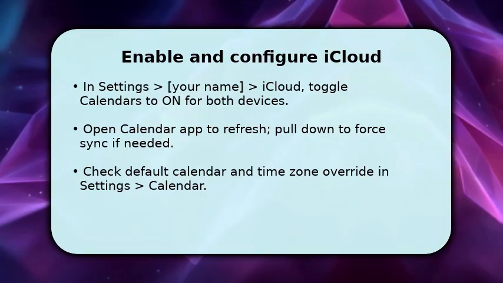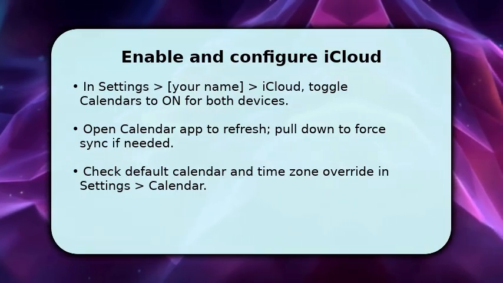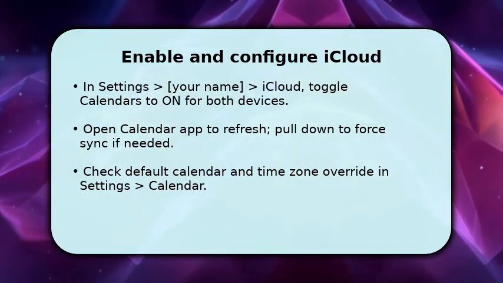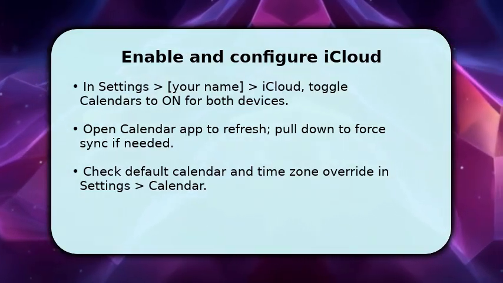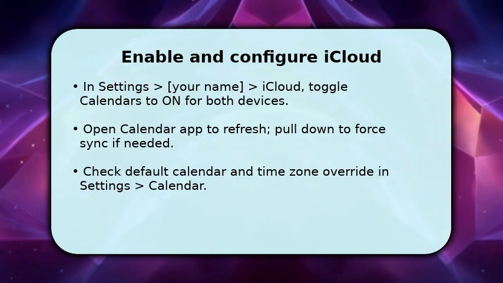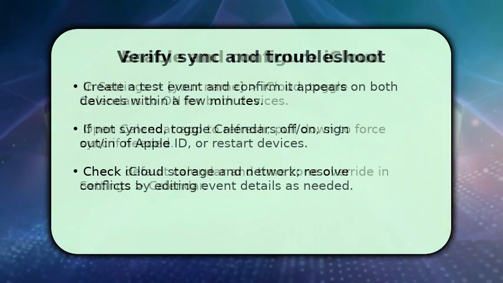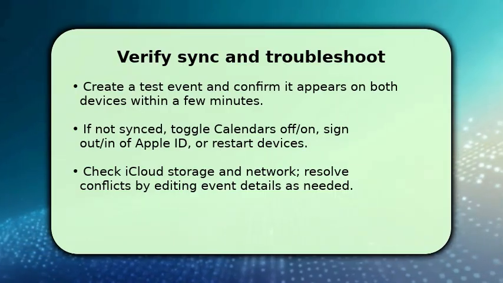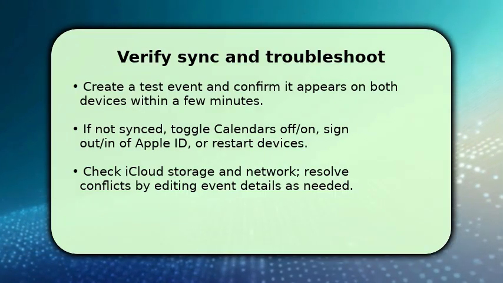Make sure your default calendar and time zone override settings match, because mismatched defaults will make new events appear in different calendars or times. Once configured, changes you make will propagate automatically. Finally, you verify sync by creating a test event on one device and watching for it on the other. It should appear within minutes.